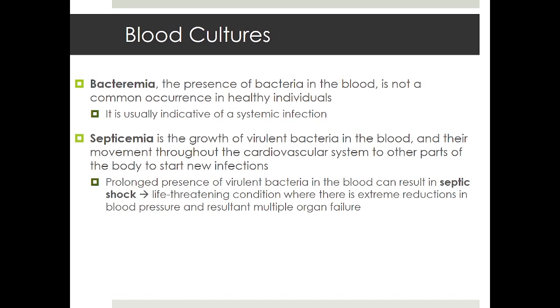There's also the potential to try out some blood cultures, and this would look at the presence of bacteria in the blood. That would reveal a situation called bacteremia, where you do have presence of bacteria in the blood, which is not a common occurrence in people that are healthy, and it's usually indicative of a systemic infection. This could be leading towards a state of sepsis, for example. Septicemia is when you do have a very large, widespread infection in the body, in the blood specifically, and the movement of those different bacterial species throughout the body to different organs will cause systemic shock.